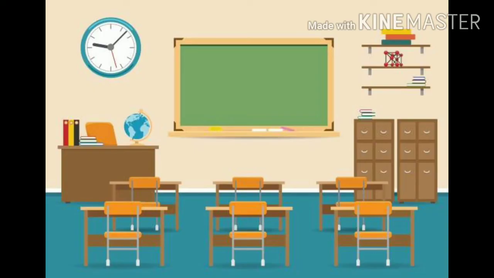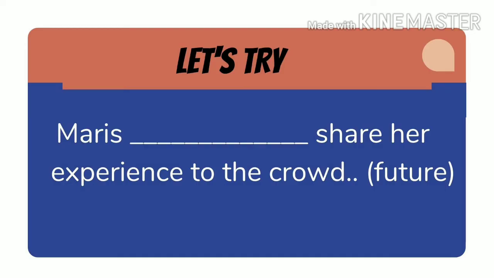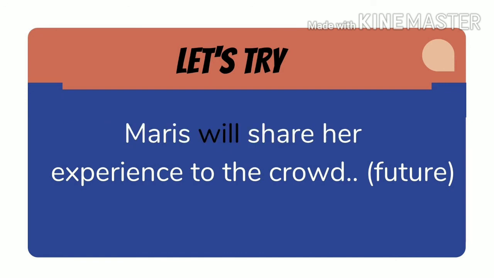Let's try to answer the following questions. Maurice blank share her future experience to the crowd. We have here future. So what modal are we going to use if it is for future? You've got it right. We are going to use will. So our sentence would be Maurice will share her experience to the crowd. So in here, Maurice has a decision to share her experience to the crowd.